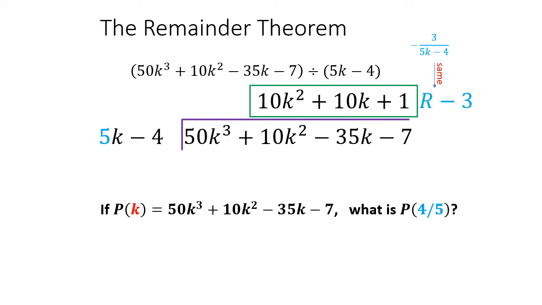In this case, we've divided 50k cubed plus 10k squared minus 35k minus 7 by 5k minus 4, and we ended up with a remainder of negative 3. Now, by the way, what this means is that I could write the quotient. The answer to this division problem was 10k squared plus 10k plus 1. That was the quotient without the remainder. If I wanted to add the remainder onto that quotient, I would say minus 3 divided by the original divisor.